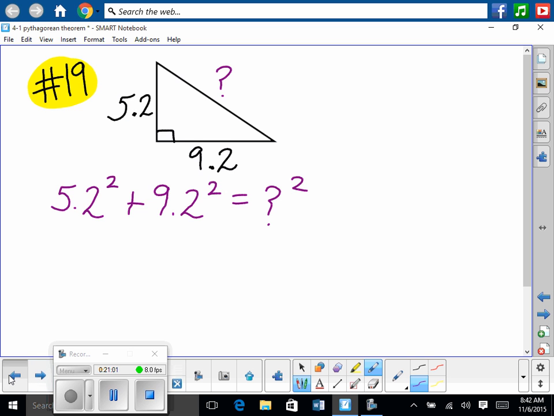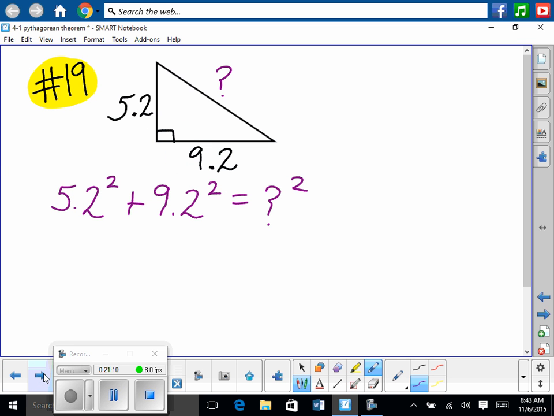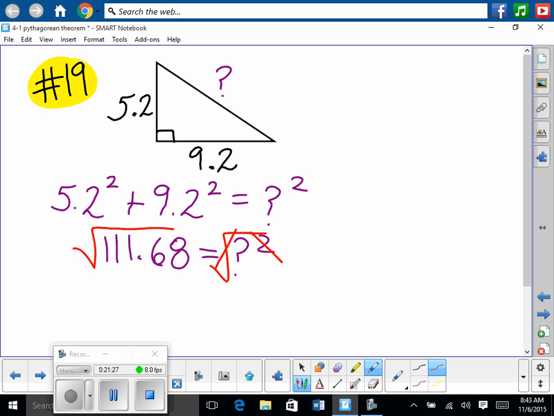Remember on the other one, we have to be careful because we were given the hypotenuse and not one of the sides. So everybody be really careful as you go through this. All right, so then we can just solve. So I'm going to just take my calculator, 5.2 squared plus 9.2 squared, and I get 111.68. That's equal to question mark squared. And then from there, to get question mark alone, we square root both sides so that our root cancels out the power. So then you do the square root of 111.68, and you get 10 point, a huge decimal. They started with 1 decimal place, so we'll do the same. So 10.6.